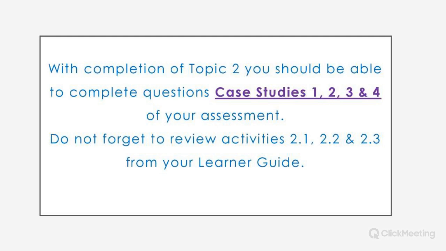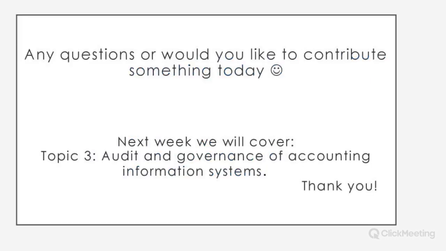And if there are any questions, then we might look into it next week. But for now, that's all. And next week, we will be looking at topic 3, which is audit and governance of accounting information systems. Topic 3 will be the last topic for this unit. It's not a big unit, but we'll have 2 more weeks to complete the assessment. And then afterwards, we'll start with the major units on tax.